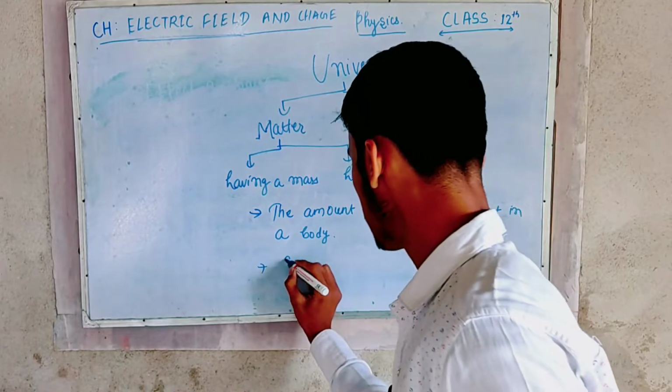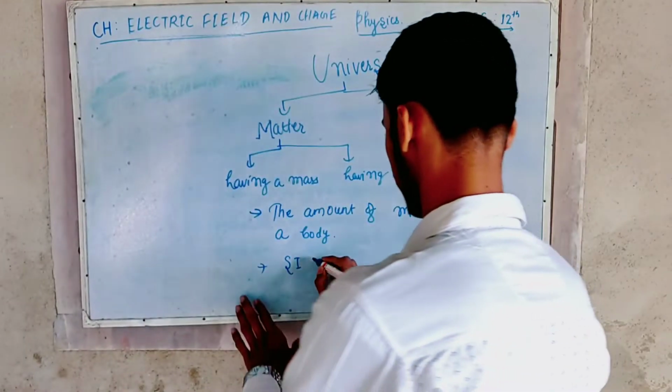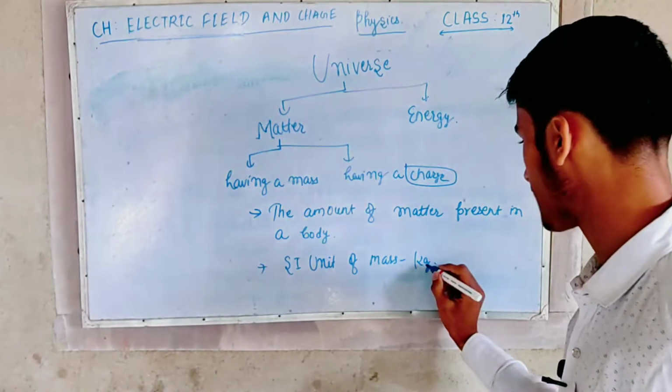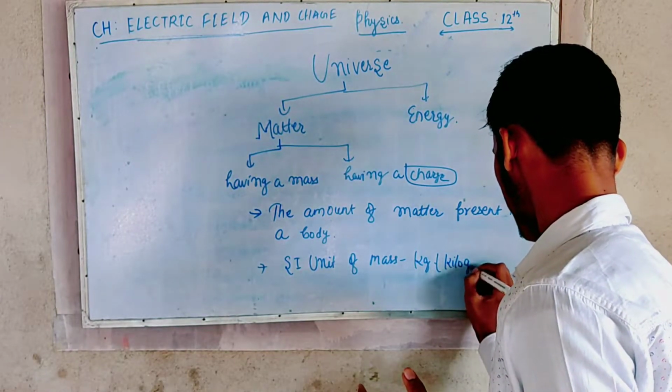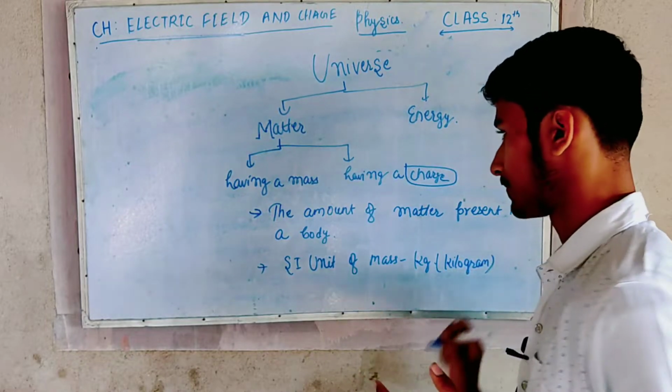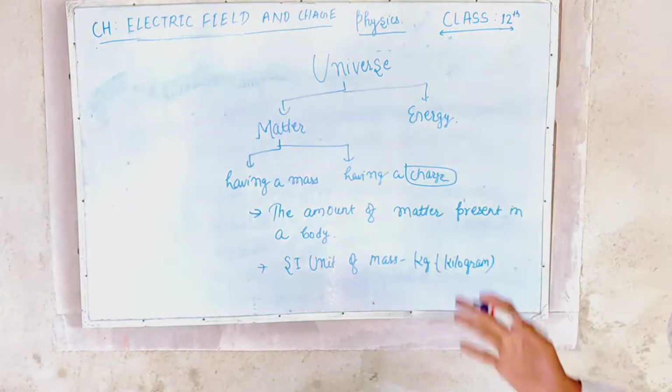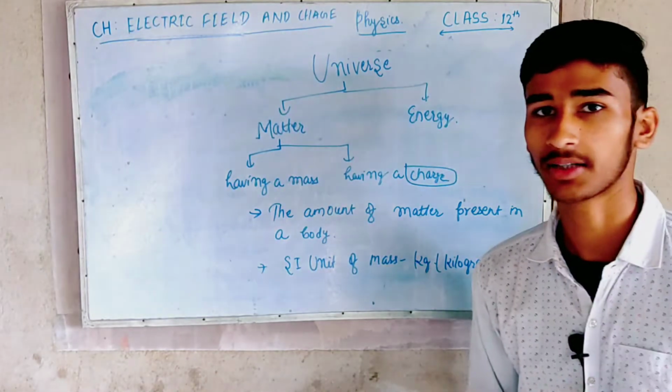Let me tell you the SI unit of mass. The SI unit of mass is kg, which means kilogram. Okay, so this is the definition of mass and the SI unit of mass.